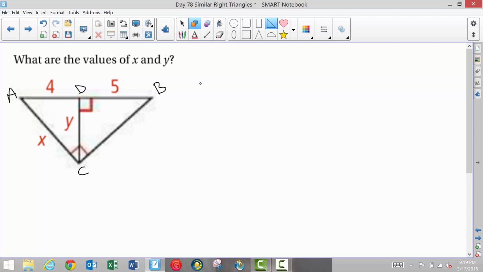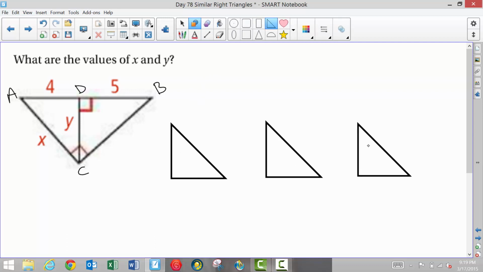I'm going to redraw my three right triangles. They're all going to be similar. So all these right triangles will be similar, meaning that the angles will be correspondingly congruent and the side ratios will all be the same. Well, not all the same. The side ratios between any given two triangles will be the same.